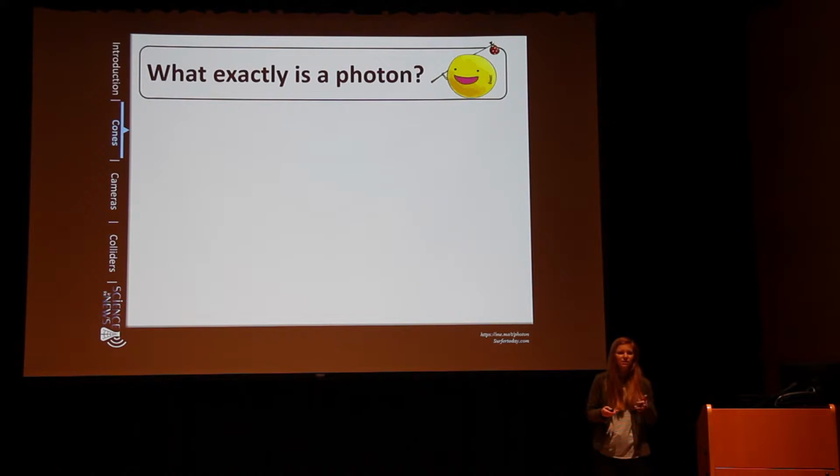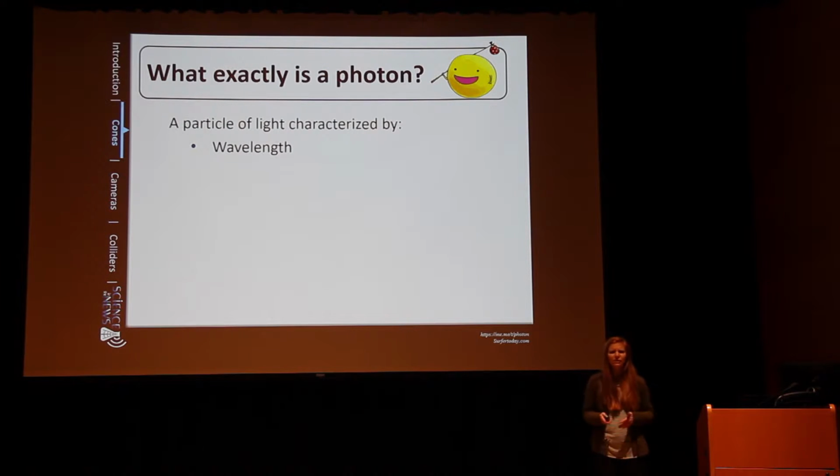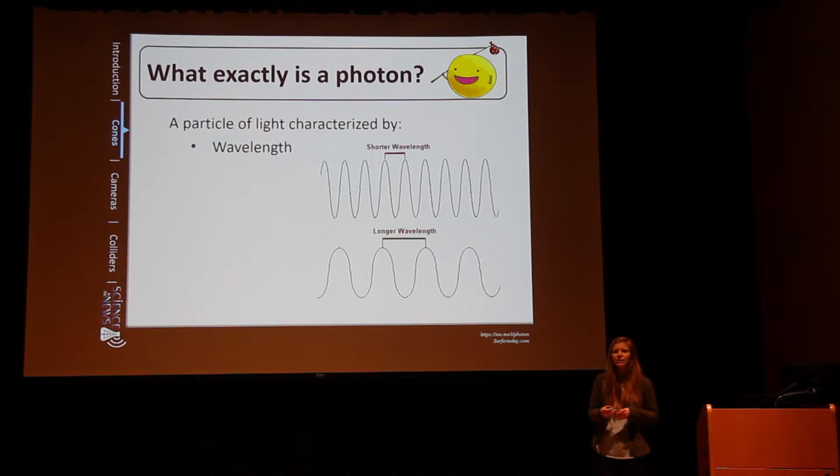And we can actually take these photons and characterize them, first by their wavelength. So you might be asking, what is a wavelength? What does that even mean? We can classify wavelengths based on the distance between one peak to the next. For instance, short wavelengths will have a very short distance from the top of one peak to the top of the next peak, whereas long wavelengths will have a longer distance between those two peaks. So we can classify photons based on their wavelength.